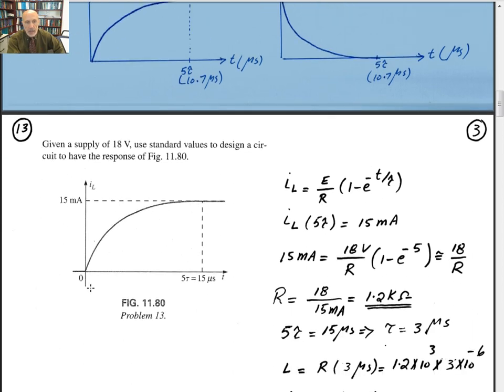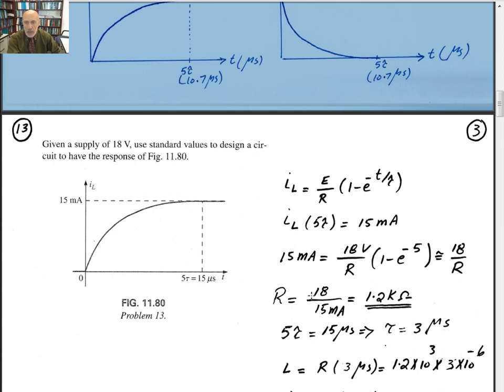So the current through the inductor is reaching 15 milliamps. That's steady state. If you look at the equation for charging, it's E divided by R times (1 minus e to the minus t over tau). I sub L at 5-time constant is 15 milliamps. So 15 milliamps would be equal to the voltage, 18, divided by R, times (1 minus e to the minus 5), and that's approximately equal to 18 divided by R, if you assume this will go to 0.